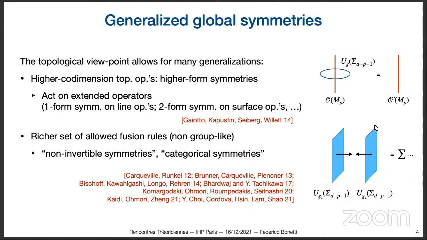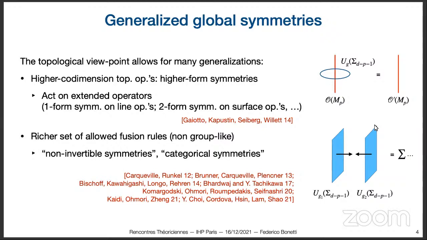So an ordinary symmetry is a zero-form symmetry and acts on local operators. A one-form symmetry will act on lines, and so on and so forth. Also, another recent development, which won't play a big role in the rest of the talk but I'd like to mention, is that we can also allow generalization in the fusion rules, for instance, allowing more than one term on the right-hand side.